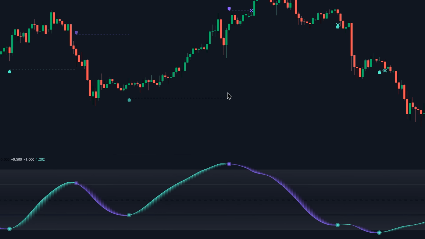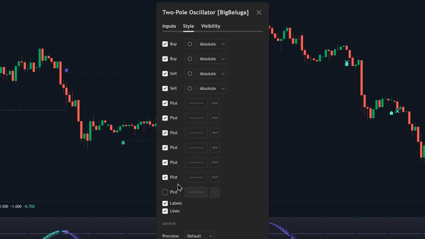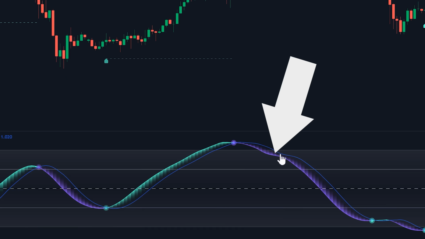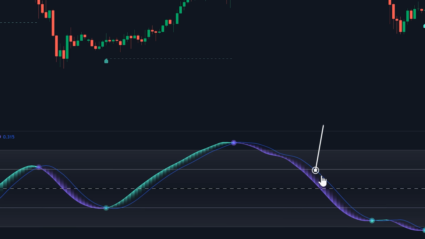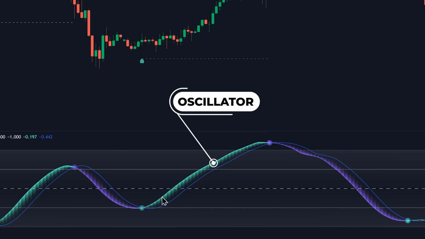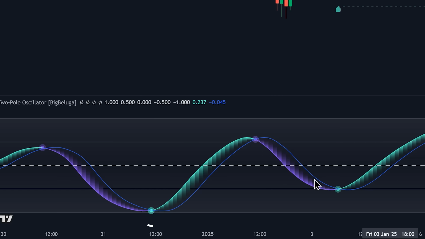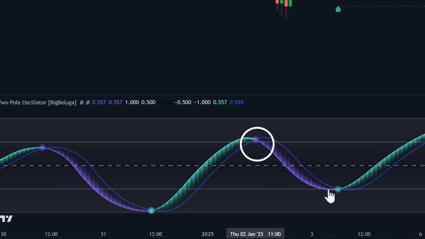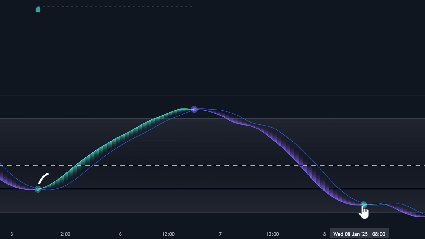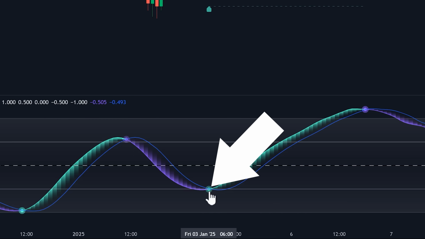First of all, you want to double-click on it, and then on the Style tab, you want to activate the last plot option. As you can see, that activates a thin blue line known as the signal line. Next to the signal line, we have the oscillator, which changes color between purple and blue. Looking at the indicator closely, you can see that the signal line and the oscillator crisscross each other every now and then. Every time the oscillator crosses above the signal line, a buy signal is printed.